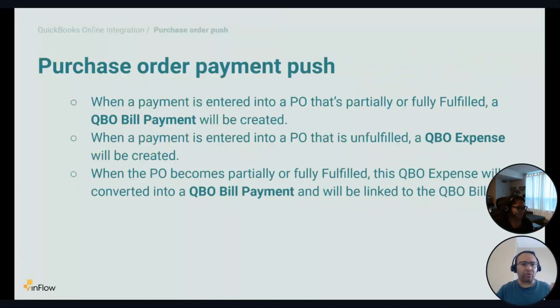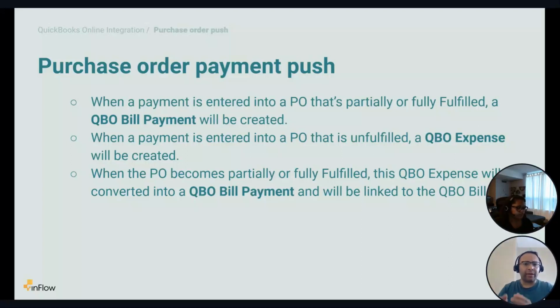Thank you so much. So when a payment is entered into a purchase order that's either partially or fully fulfilled, a QBO bill payment is created. If there's a PO in inFlow that's unfulfilled and you enter a payment against it, an expense gets created in QBO.